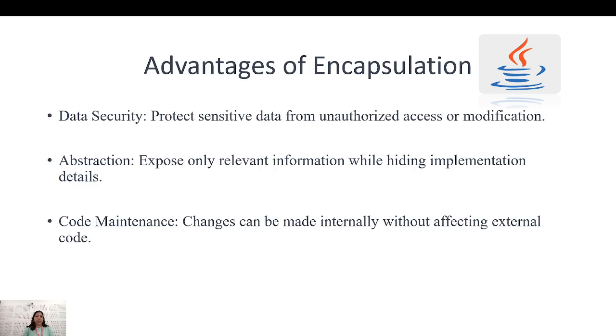What are the advantages of encapsulation? The first is data security. That means we can protect our sensitive data from unauthorized access or modification. The second one is abstraction. Abstraction means exposing only relevant information while hiding the implementation details. We are not showing all the implementation details to third parties. And the last one is code maintenance. Changes can be made internally without affecting the external code. That means the code is easily maintained.